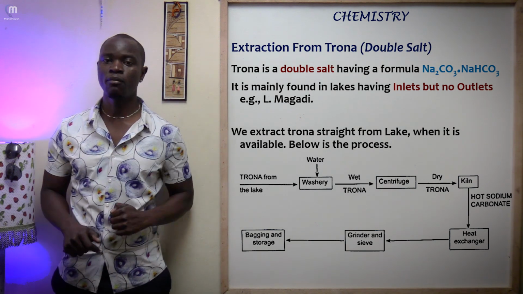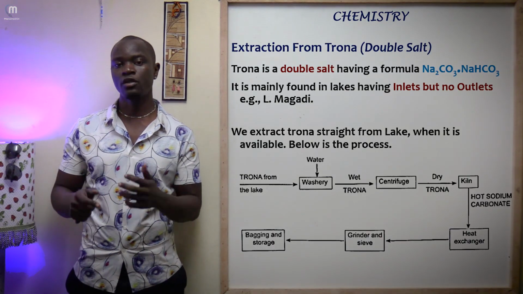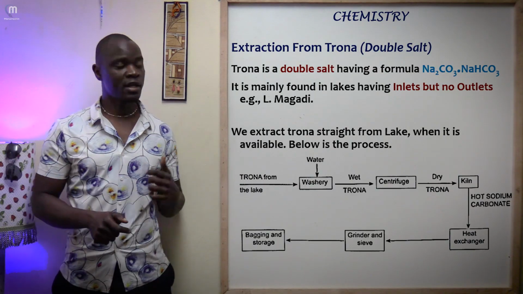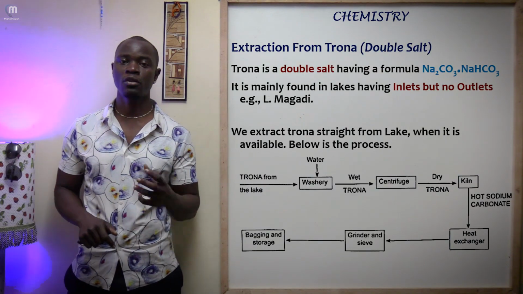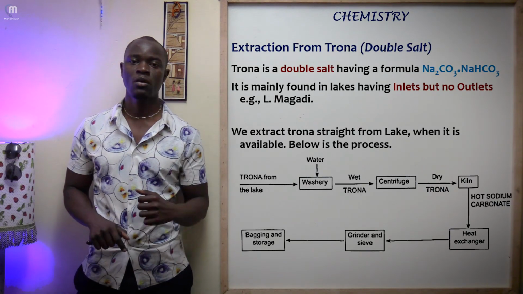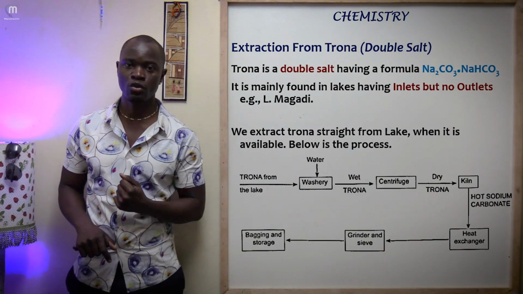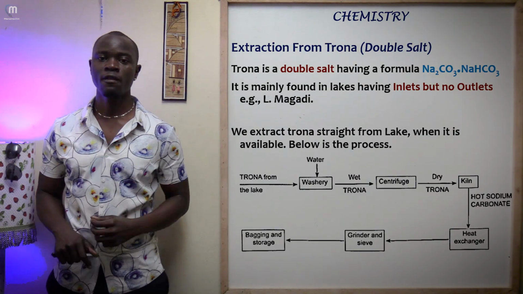So remember, Trona is a double salt. Why is it a double salt? Because it contains 2 cations and 2 anions. So remember, the reaction scheme begins from extraction through the process of dredging. Then we go to the washer, where impurities are removed. We go to the centrifuge, where the centrifuge further purifies the Trona and also removes water from the Trona.